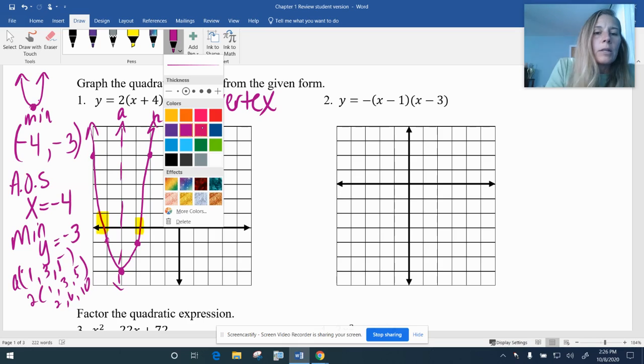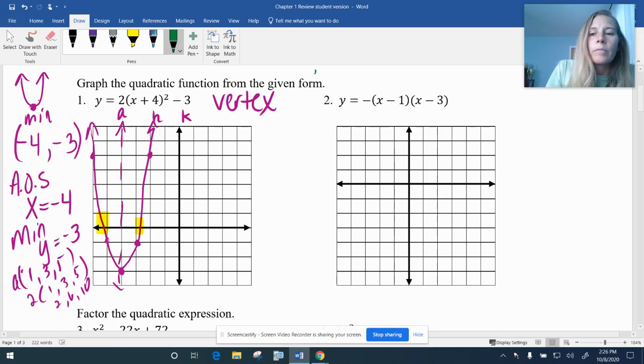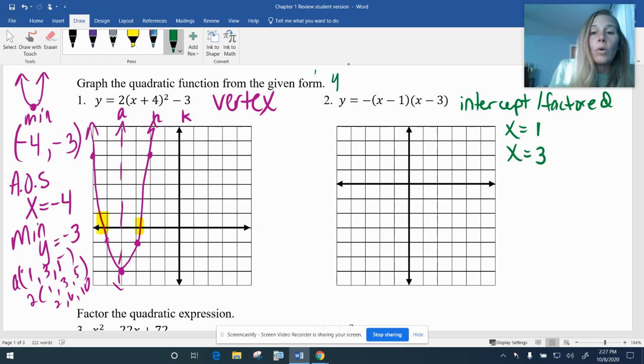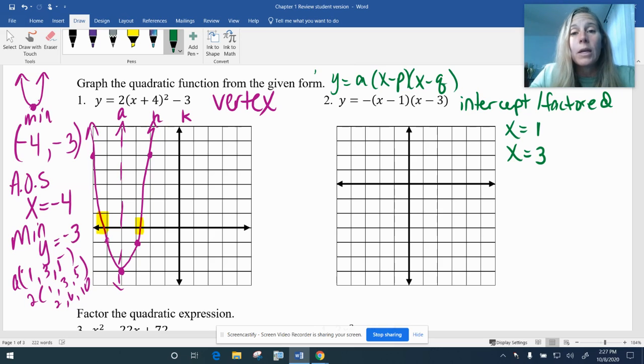Okay, so moving on to the next example. This one is in intercept form. It's sometimes also referred to as the factored form. Now, in order to get the x's here, you can either use the zero product property and solve for your x's, and then you would know they are 1 and 3. Or if you remember the actual form here, it was x minus p and x minus q, and that p and that q, which are 1 and 3, are your x-intercepts.